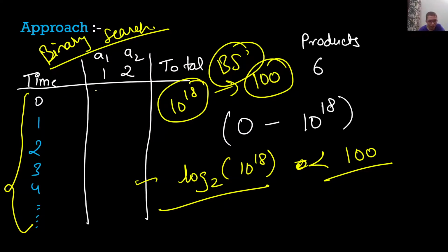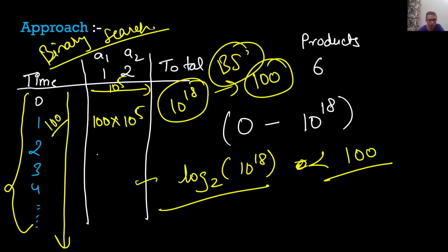And we can use this second loop for traversal of this array, which will take 10 to the power 5 steps. So if I use binary search, we will have 100 multiplied by 10 to the power 5 steps, which is 10 to the power 7, right? So if I use binary search over here, then I'll be able to solve this problem in roughly around 10 to the power 7 steps. So let's see whether we are able to do so or not.